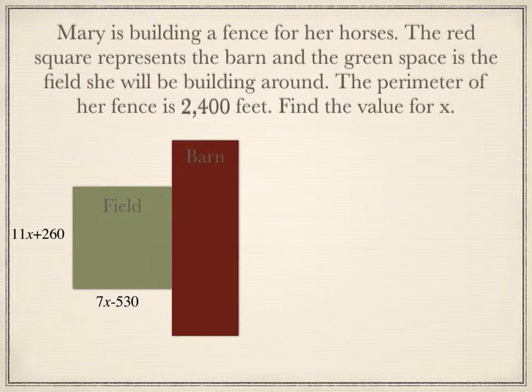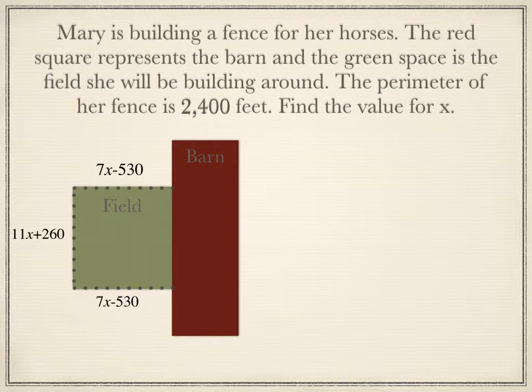So what we want to do is build a fence around the field to keep the animals in. So please note that the perimeter is going around the field, just where those dotted lines are showing. The barn is fencing that other side, so we don't want to count that. But note that we don't know the length of one side of our field. However, we know it because we know it's a rectangle. So we can go ahead and fill that in, and that's 7x minus 530.